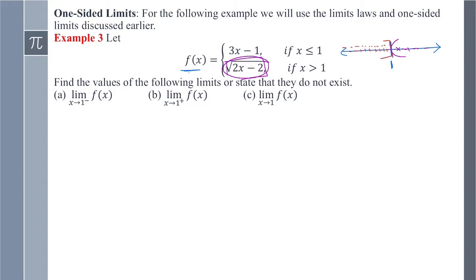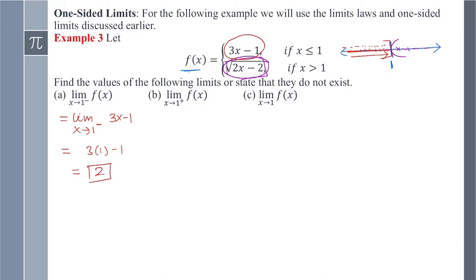It says limit of f of x as x approaches 1 from the left. That means we are approaching 1 from the left, so our x values are over here. In that case, we have to use the first piece of the function. So this equals limit as x approaches 1 from the left of 3x minus 1. And this is a polynomial function, so we can just plug it in. When I plug in 1, I get 3 times 1 minus 1, which gives us 2.